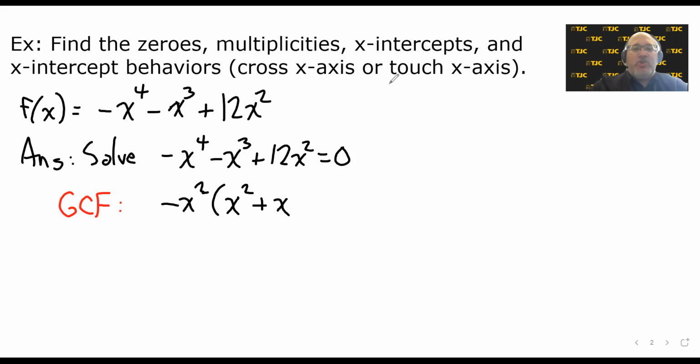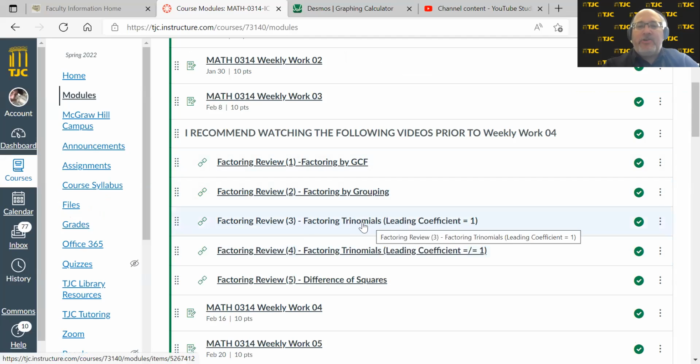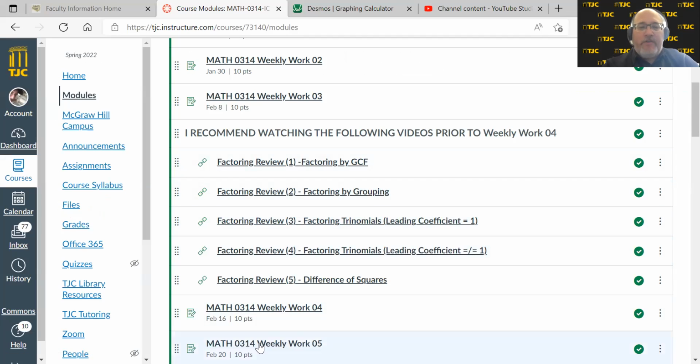The positive 12x squared changes its sign to become negative and lowers its power by 2, but it only has an x squared to begin with, so it loses all of its x's. We have negative x squared times x squared plus x minus 12. And now the part inside the parentheses is just a trinomial whose leading coefficient is 1. In other words, you would watch this third video, first one for GCF, you'd watch this third video for factoring trinomials whose leading coefficient is 1.